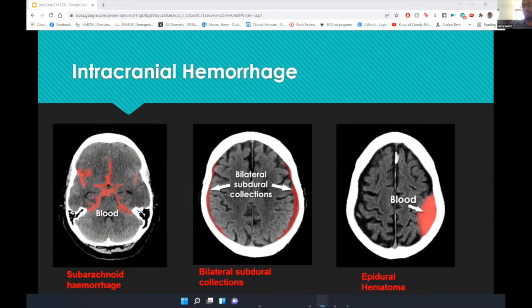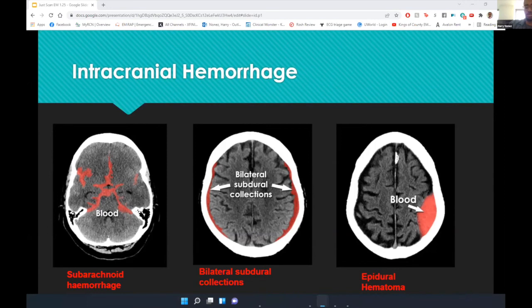So left one is subarachnoid. So bleeding can occur between the arachnoid matter and the inner layer. It's called the pia matter. But usually subarachnoid blood doesn't accumulate in one place. So that's why it's actually not called a hematoma. But most common cause of this is a rupture of an aneurysm. Usually rupture of an artery causes a sudden severe headache, which is often followed by a brief loss of consciousness. For B, it's actually a bilateral subdural collection. So yes, it is chronic.